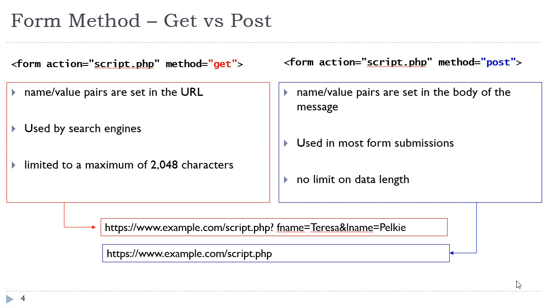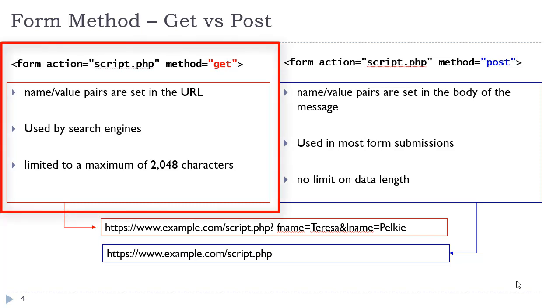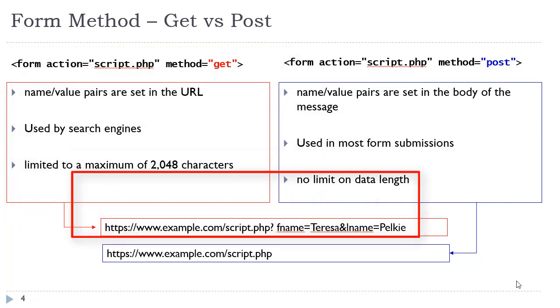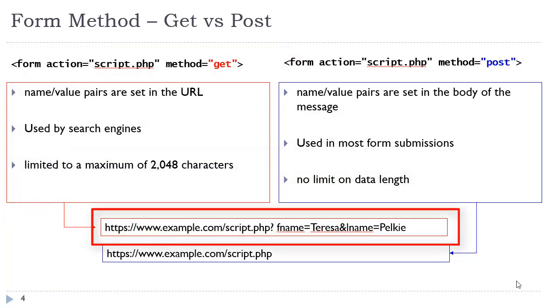In HTML, the name value pairs can be sent to the server or to the script on the server using either a get method or a post method. When we use method equals get, those name value pairs are being sent in the URL. You will see this in search engines. However, there is a maximum number of characters that can be sent. So here we see what a URL might look like with some name value pairs being appended to the URL. This is a method equals get.